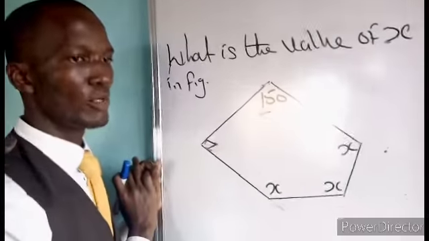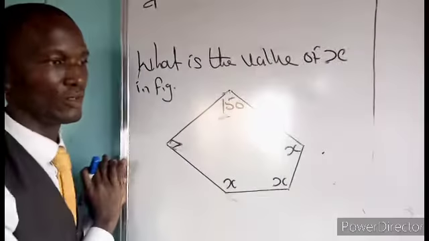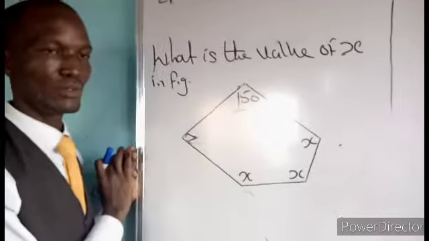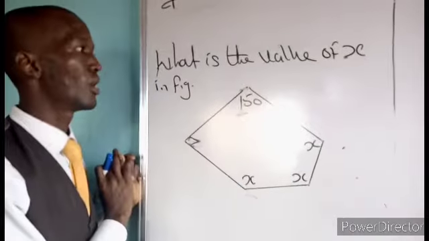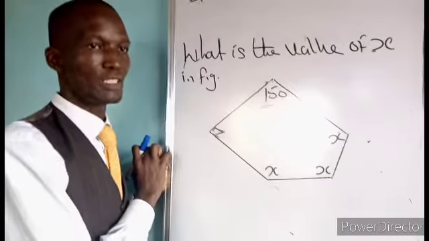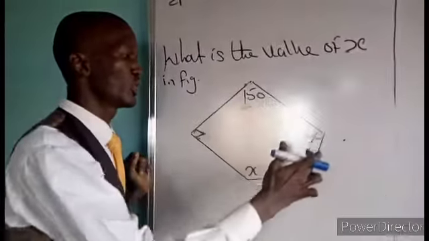And a five-sided shape is called what? Pentagon. It's pronounced pentagon. Now, a pentagon has five sides. A triangle has three sides. A quadrilateral has four sides. So the fifth one will be what? Pentagon. One, two, three, four, five.